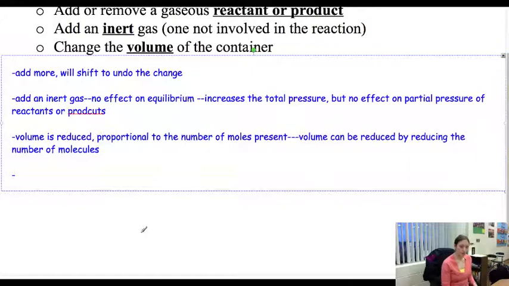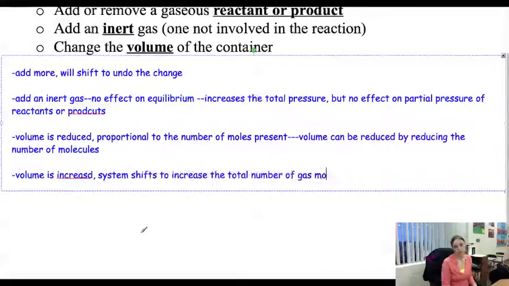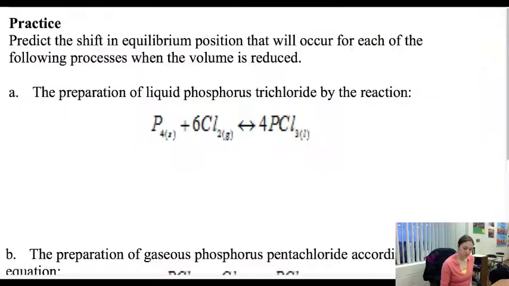And the opposite, if my volume is increased, okay, your system will shift to increase the total number of gas molecules. They take up more space, so I have more particles. If I have more particles, I have more pressure. Because when you're increasing the volume, now I'm lowering the pressure. So in order to undo that pressure that I'm lowering, I have to then add more gas molecules to get my pressure to go back up to what it once was. So let's look at an example.